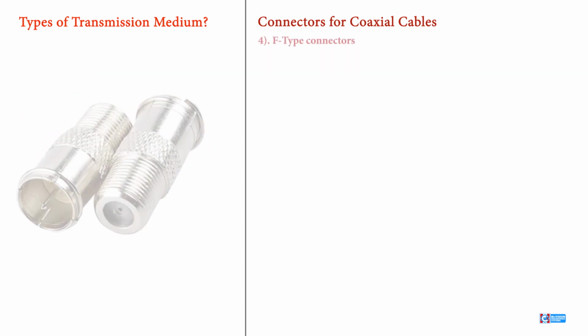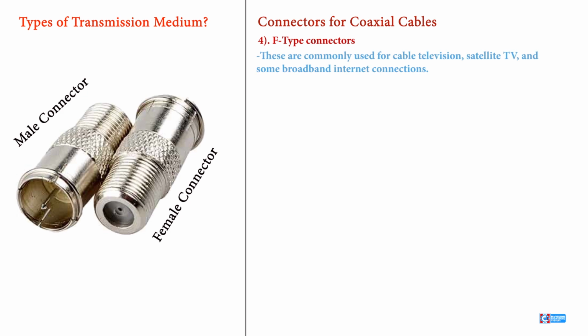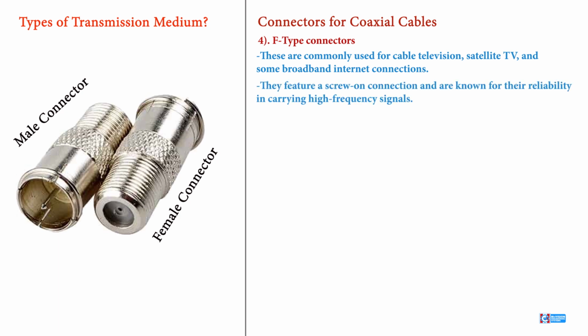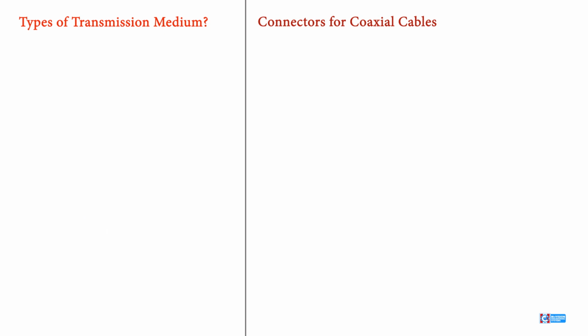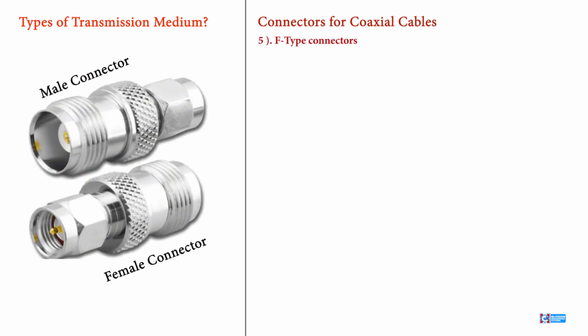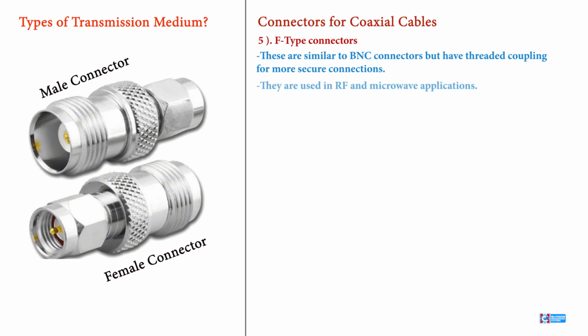We can also talk about the F-type connectors. These are commonly used for cable television, satellite TV, and some broadband internet connections. They feature a screw-on connection and are known for their reliability in carrying high-frequency signals. Another connector is called TNC or Threaded Needle-Concealment Connector. These are similar to BNC connectors but have threaded coupling for more secure connections. They are used in RF and microwave applications.